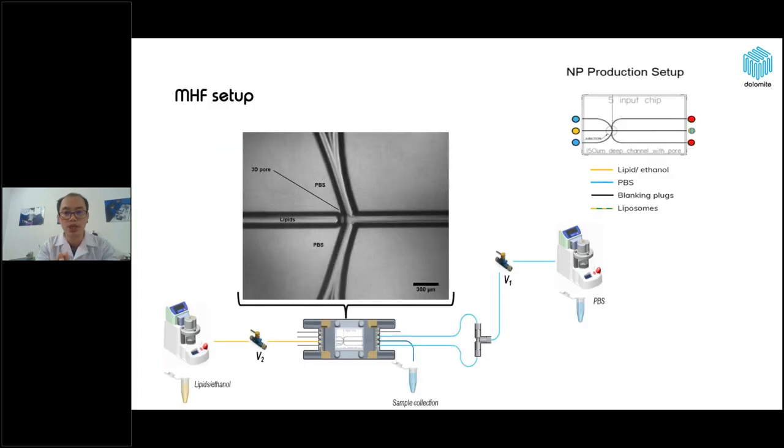So here is showing the configuration of the system that we use in the single channel system. In this system setup, we have two pressure pumps, one for pumping lipid and ethanol in the interface, and the other one is aqueous, for pumping the aqueous phase in the outer continuous phase. So we can use a different microfluidic chip to generate the nanoparticles. For example, in this case, we use a fine input chip, or we can use a droplet or micrometer chip as well.